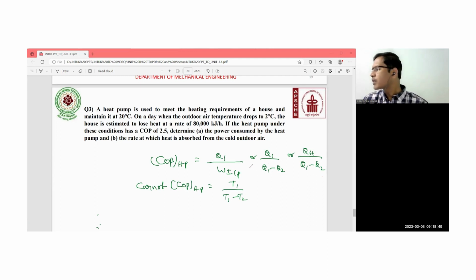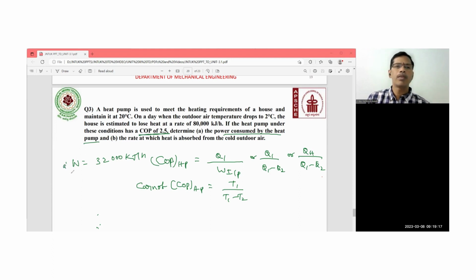And when you solve this particular case, the first thing is you need to find out the power consumed by the heat pump. The power consumed by the heat pump, that is W, you will get as 32,000 kilojoule per hour, because the COP is already given. COP is 2.5.